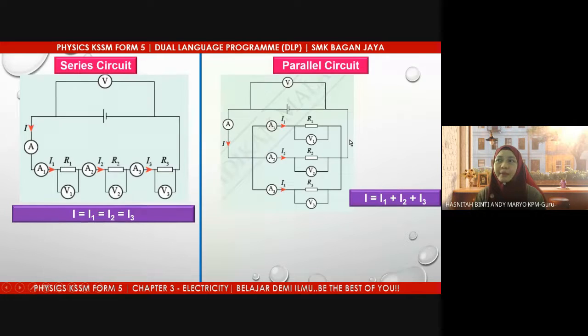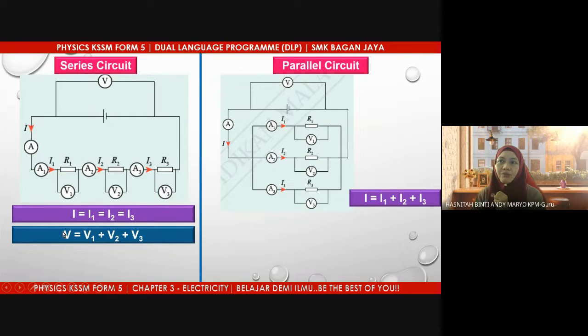For example, let's say the first conductor, second conductor, and third conductor are all identical. They have resistance of 1 ohm. Let's say we have 1 ampere of current flowing here. So 1 ampere will be divided equally into these three branches if all the resistances are the same. So 33% of current flows to the first branch, 33% to the second branch, and 33% to the third branch. And when they meet back here, they combine to become 1 ampere again.